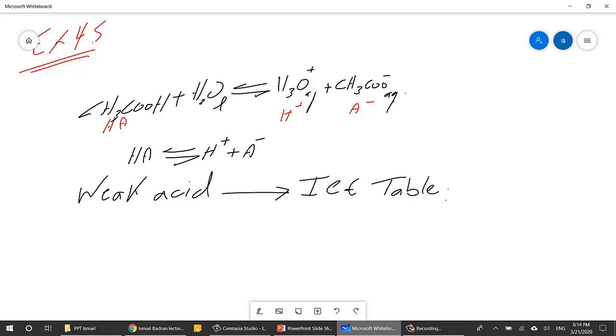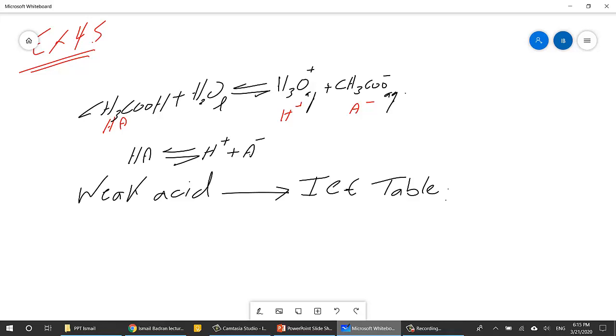Okay, so example 4.5 is asking about calculating the pH of acetic acid. Acetic acid, as I said, is a weak acid. So when you put it in water, it's going to form H3O plus, the hydrogen ion, plus CH3COO minus, which is the conjugate base of that. And in this reaction, CH3COOH, acetic acid, is the acid. And H2O liquid here behaves like a base, because as you know, H2O is amphoteric, and that means it behaves like acids and bases. So it behaves sometimes like an acid and some other times like a base.